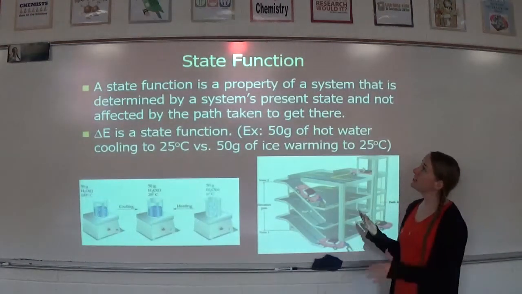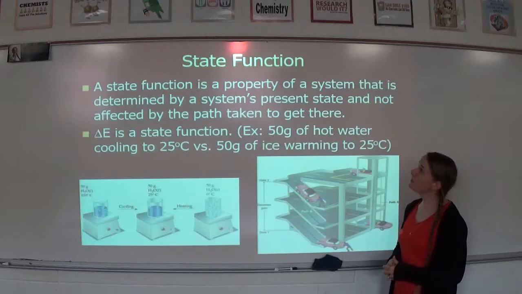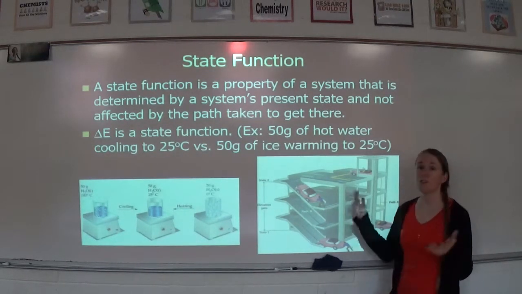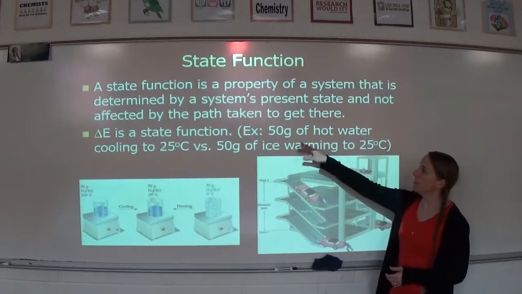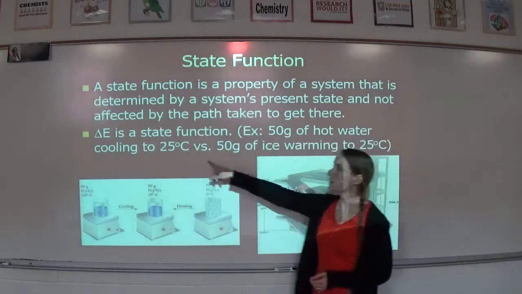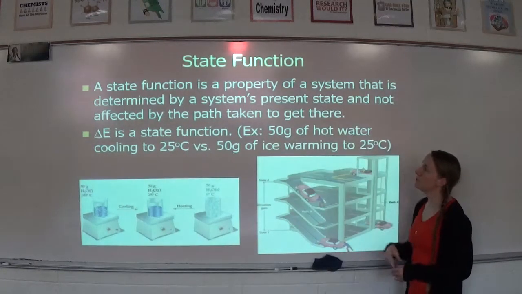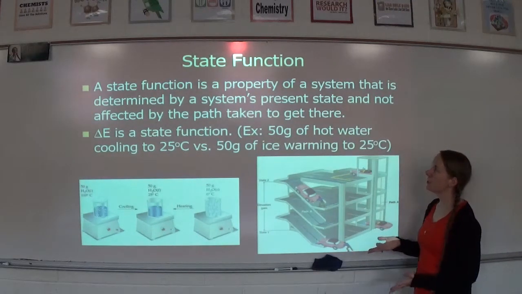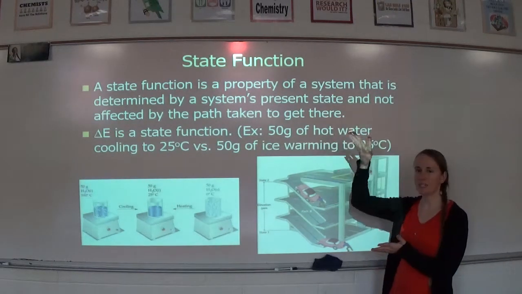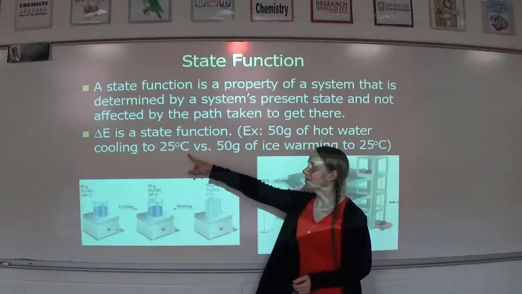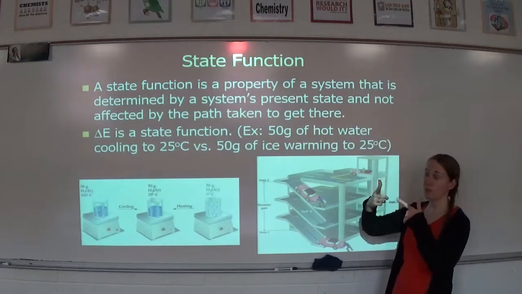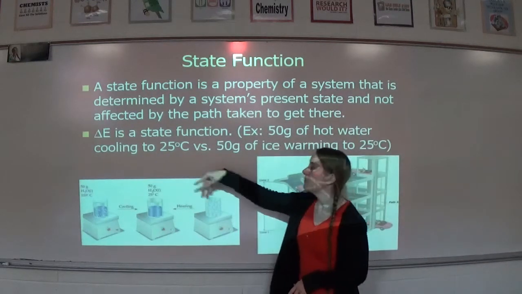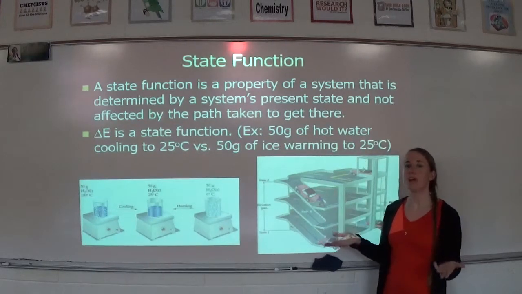Alright, so a state function is a property of a system that is determined by the system's present state and not affected by the path taken to get there. So your delta E, or your internal energy change, is a state function. For example, it says 50 grams of hot water cooling to 25 degrees Celsius versus 50 grams of ice warming to 25 degrees Celsius. Well, here we're starting with hot water and it's going down in temperature, but it ends at 25 degrees Celsius. Here we're starting with ice, which is cold, and it's warming up to 25. But in both cases, they ended up at 25 degrees Celsius. So it doesn't matter how we got there.